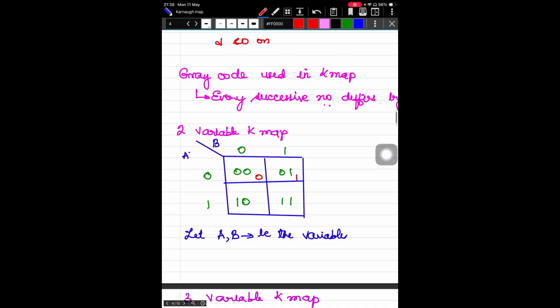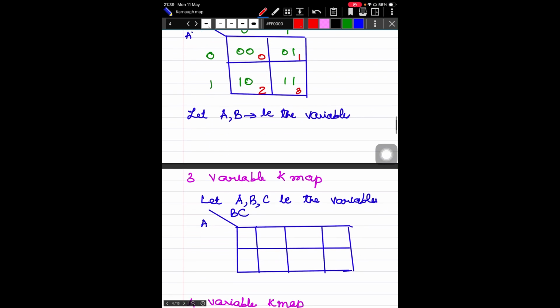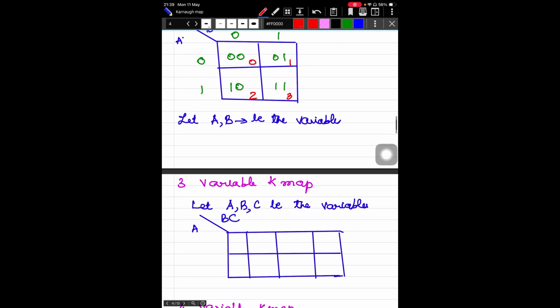Decimal equivalent of 1, 0 is 2. Decimal equivalent of 1, 1 is 3. Okay? A three variable Karnaugh map. So here A, B, C are the variables. Okay? So first I'll put 0, 1 here. This will be 0, 0, 0, 1.